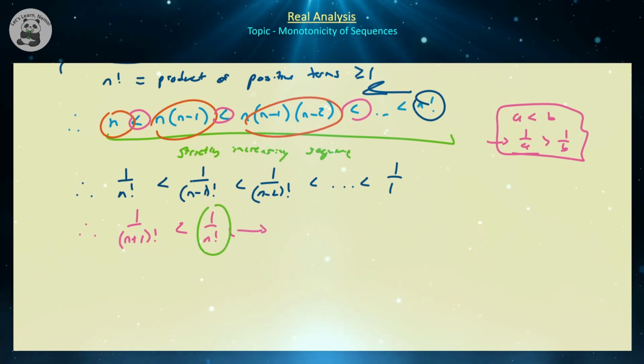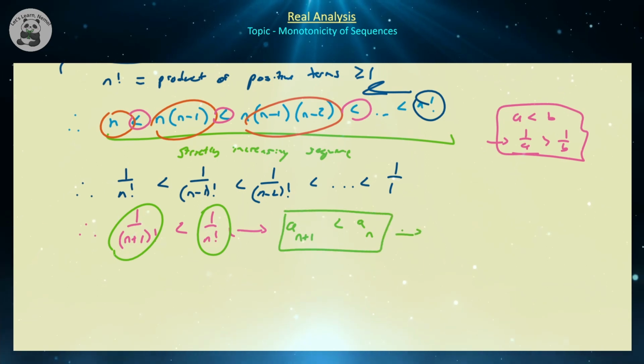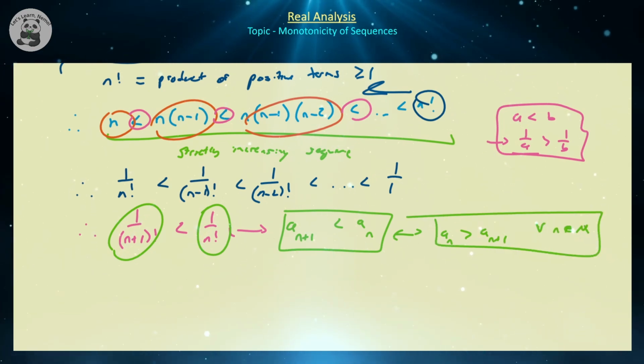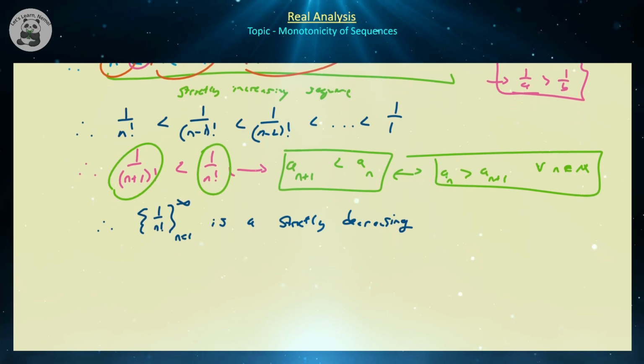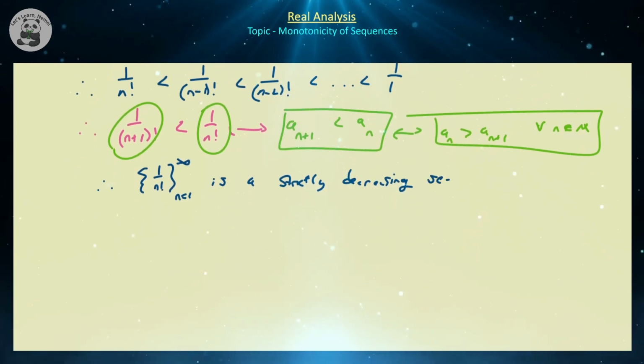And what is exactly this? Well, that's just a sub n plus 1. So we have that a sub n plus 1 is strictly less than a sub n. And we can equivalently say that a sub n is greater than a sub n plus 1, and that's true for all natural numbers n. So if that is true, then what do we have? That means 1 over n factorial, from n equals 1 to infinity, is a strictly decreasing sequence. And since it's either strictly decreasing or strictly increasing, that means it's a strictly monotonic sequence, right?